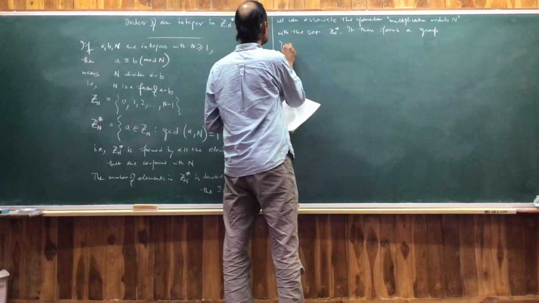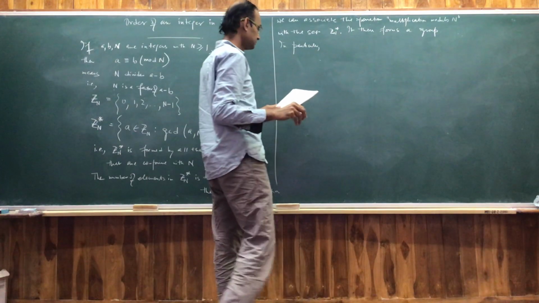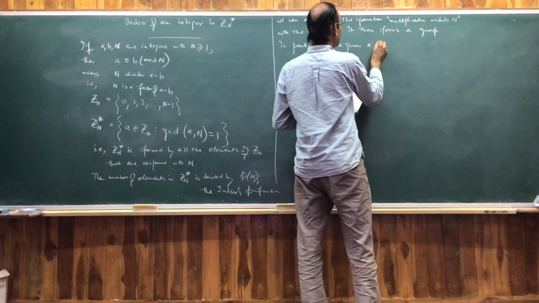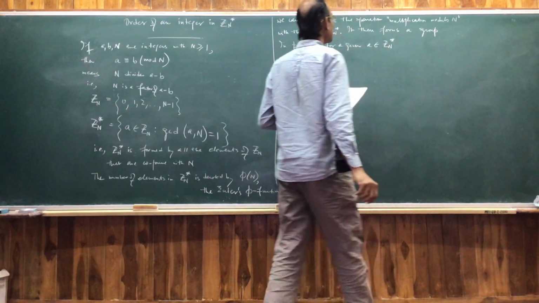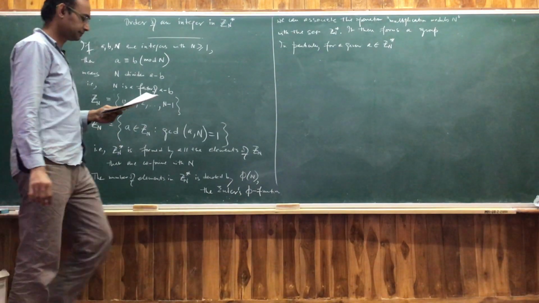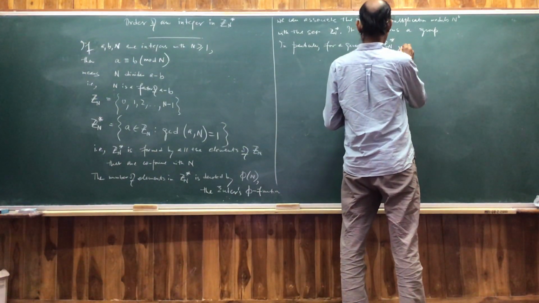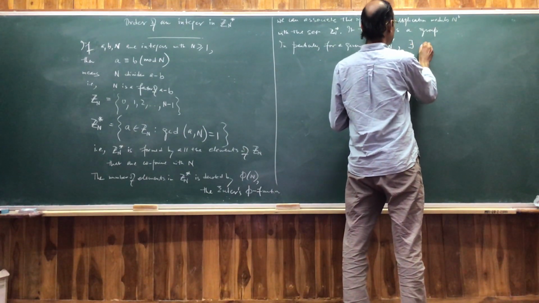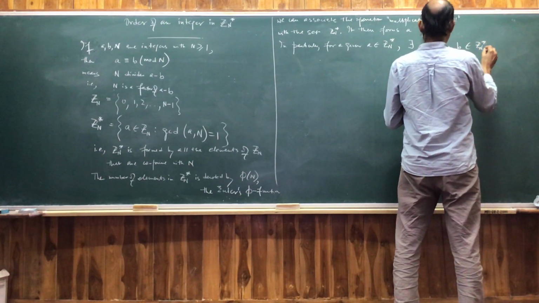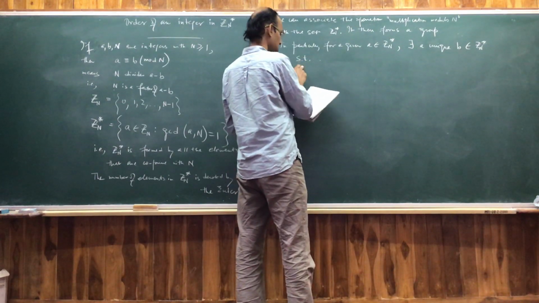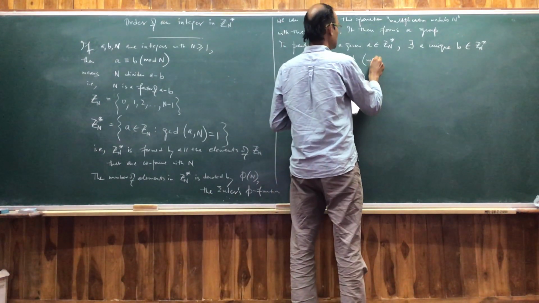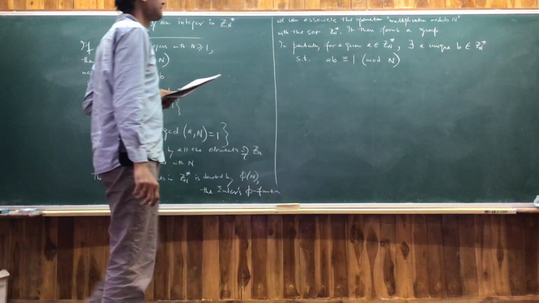In particular, for a given A belonging to Zn star, some number that is co-prime with n, there exists a unique B belonging to Zn star such that AB is equivalent to 1 modulo n.